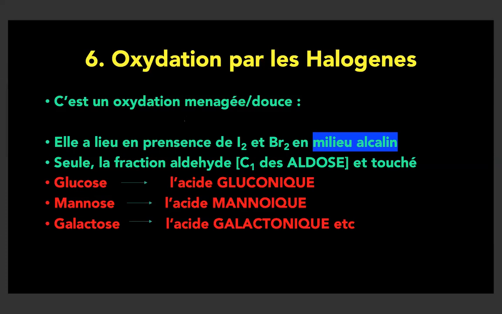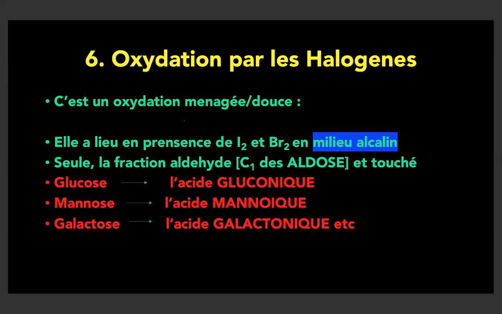I'll be very happy. Then, are there any questions on oxidation by the halogen? Whenever a halogen, that is bromine or iodine, is reacted in an alkaline solution under two conditions, one, it should be an aldehyde, two, it should have a free carbonyl function, we are going to have the formation of glucid acids. In the case of glucose, we have gluconic acid. In the case of mannose, we have mannonic acid. In the case of galactose, we form galactonic acid.